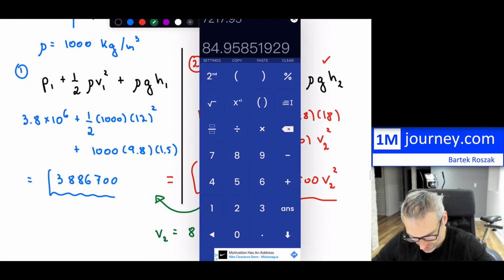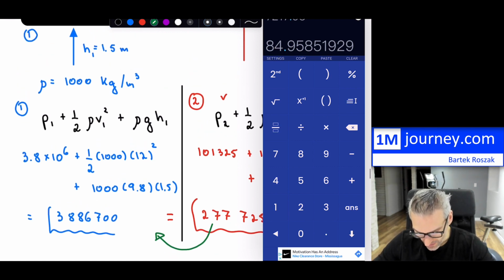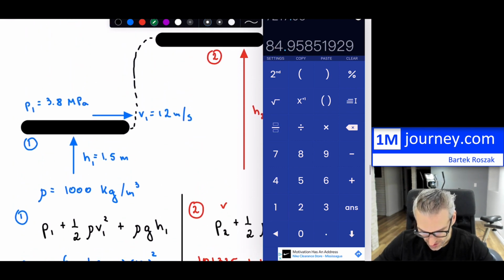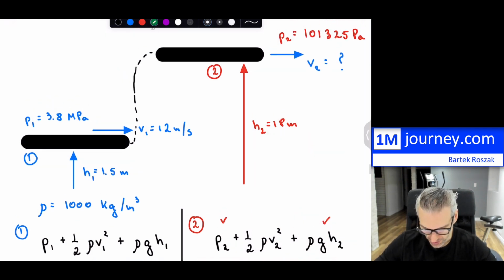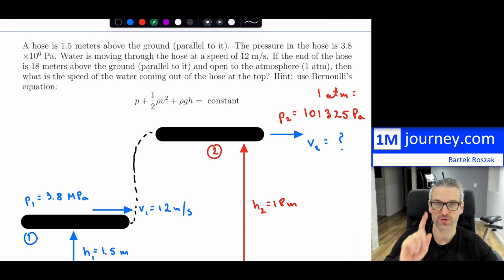Notice it's definitely pretty quick. It's coming in at 12 meters per second and then it's coming out at 85 meters per second as you're going through there. So that would have been the answer for this one. And that is pretty much it. So we can use Bernoulli's equation in order to find out what that answer would be. All right, so that's the first one.